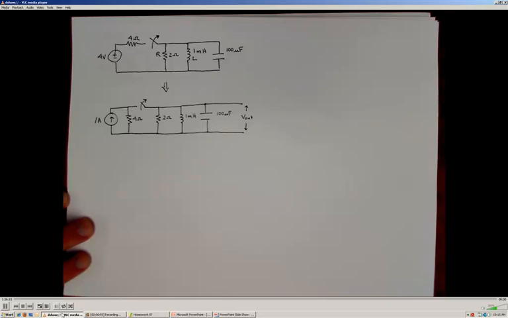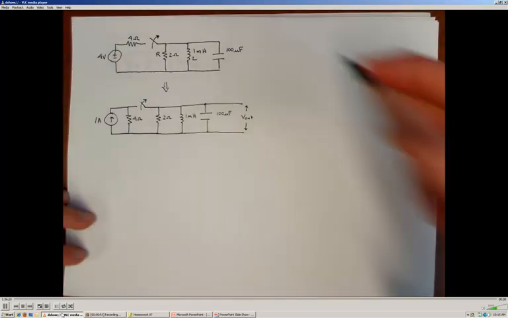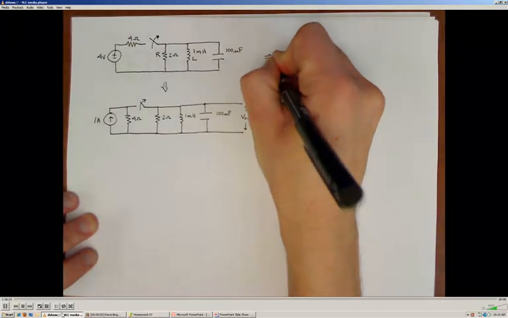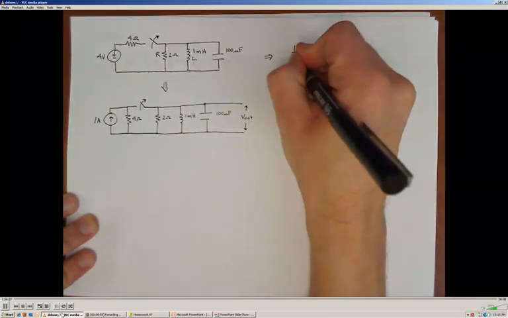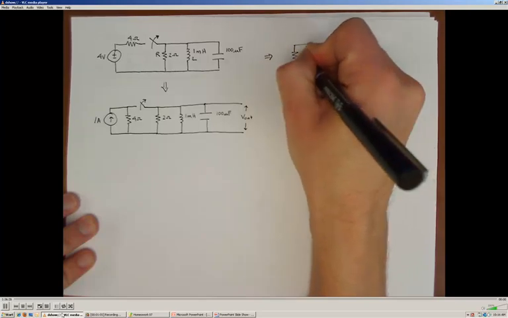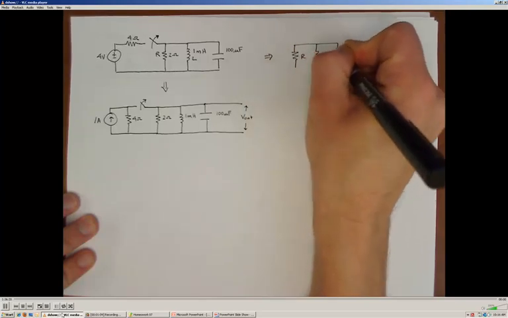Alright, so the circuit that we're interested in coming up with the differential equation for after that switch is open is just the parallel combination of R, L, and C.